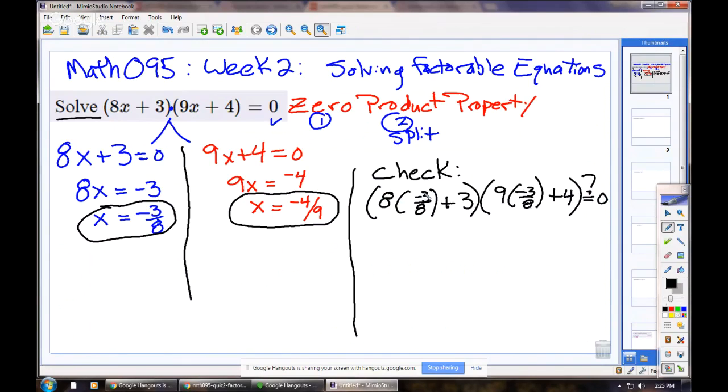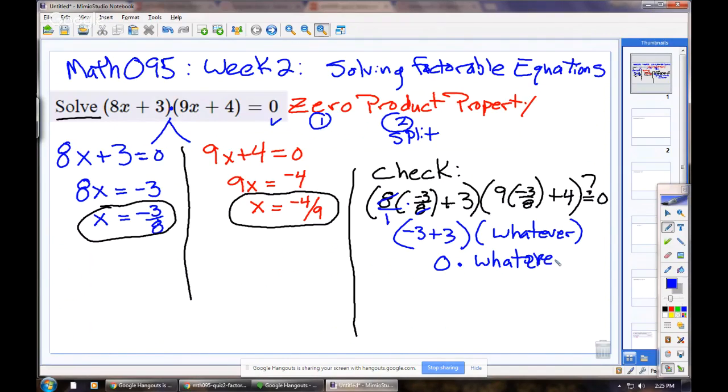Now, let's see, 8 times negative 3/8. You could view that as 8 over 1. And so the 8s, since I'm multiplying, they divide out. So that gives me negative 3 plus 3 times whatever this is. Negative 3 plus 3 is 0, and 0 times whatever is, excellent, it is 0. And that matches the 0 I have on the other side, and so it does check.